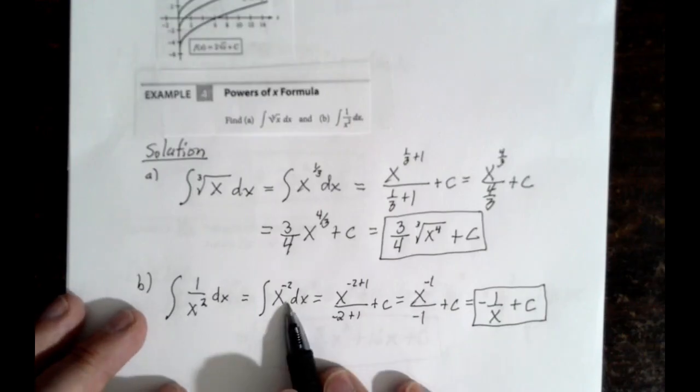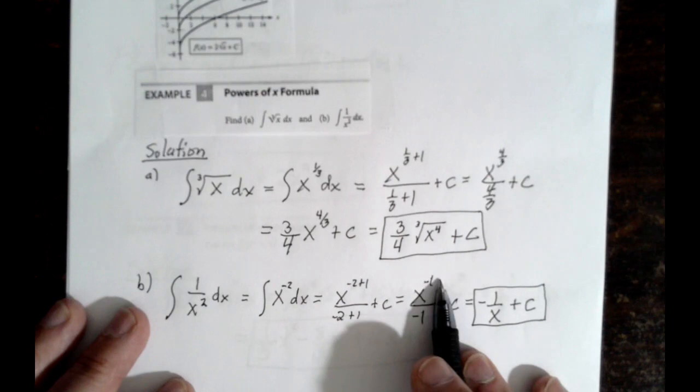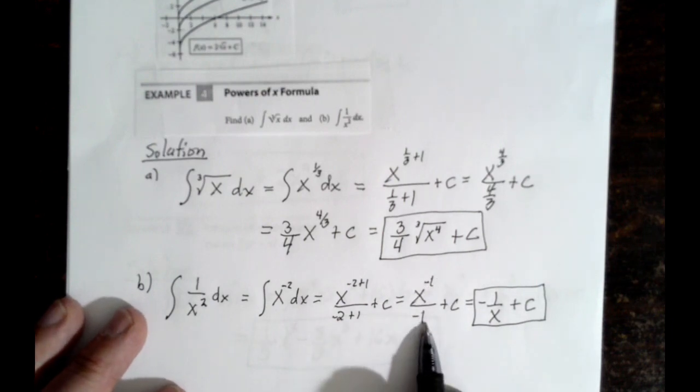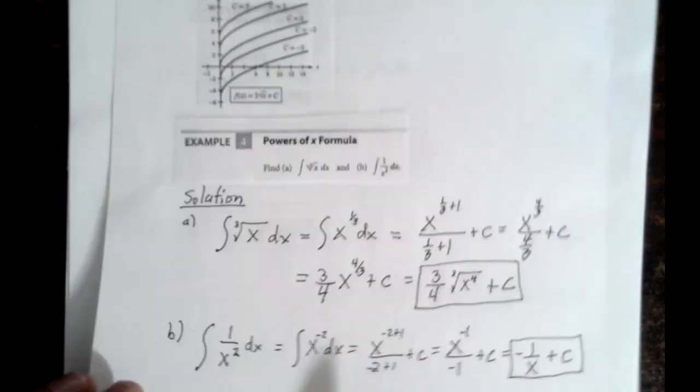1/x squared is x to the negative 2, so you add 1 and use that new exponent, so you get negative 1 and negative 1 there. And so you get a negative, and x to the negative 1 is 1/x.